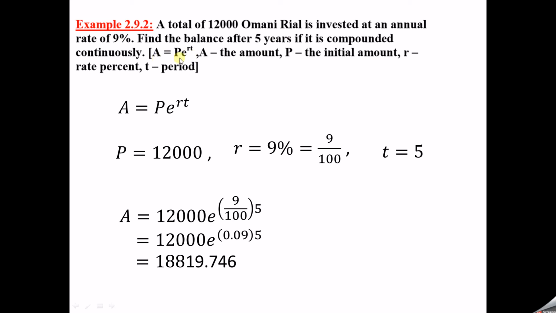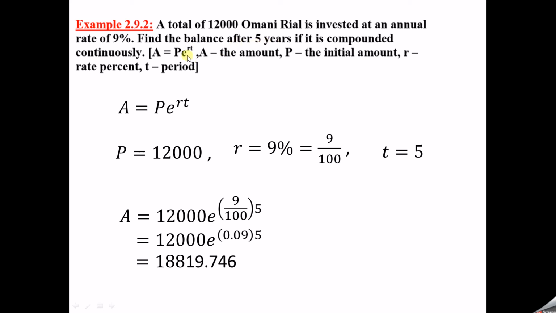This is the formula for compound interest and the amount: A equal to P times e power rt. You have to remember this formula, where A is the amount and P is the principal. Principal means the amount we put for the investment. And e is a special number, an irrational number. We have seen before that the value of e is 2.718 up to 3 decimal places. R is the rate of interest here, 9%, which is 9 by 100. And t is the time, given as 5 years.